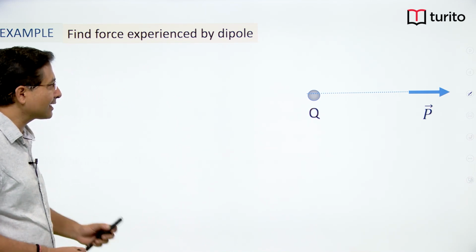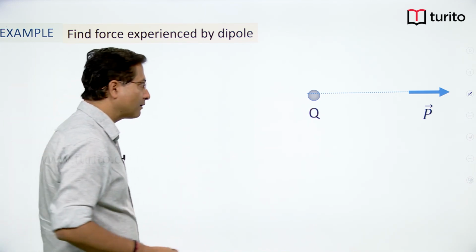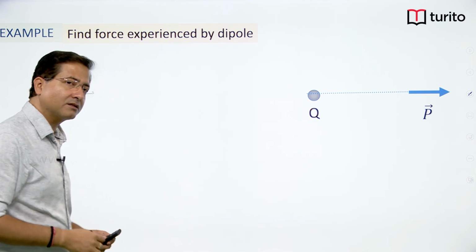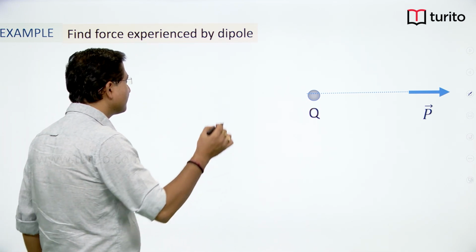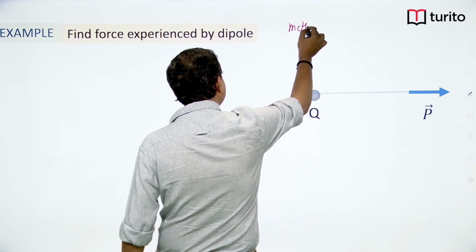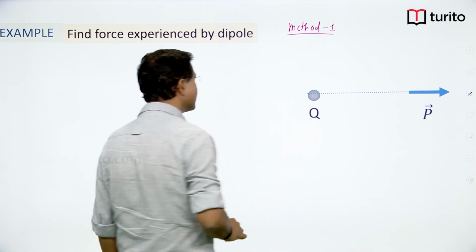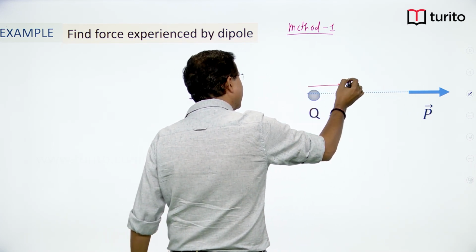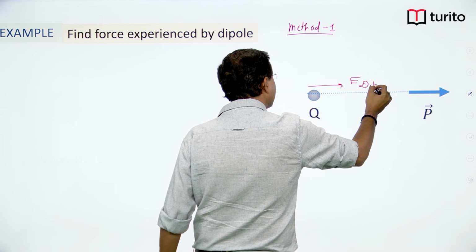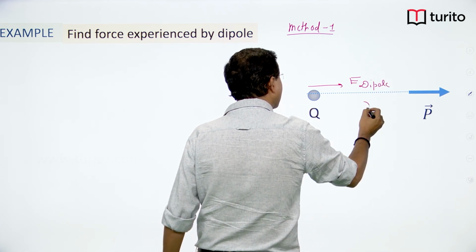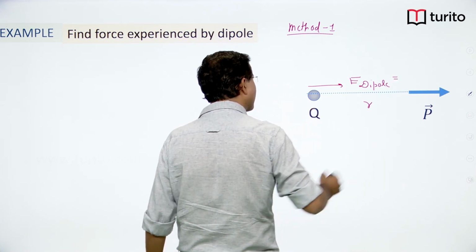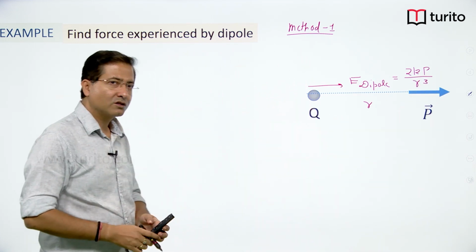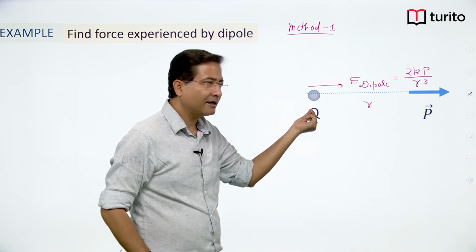As the situation is simple, I can directly find out the force, because we know whatever force the dipole exerts on the point charge, the same force is exerted by the point charge on the dipole, in the opposite direction, Newton's third law. So one way of doing it, method 1. This dipole creates a field here, this is the field created by dipole, and at distance r the value of field we know is 2kp divided by r cube. This is the field created by the dipole at the point charge.